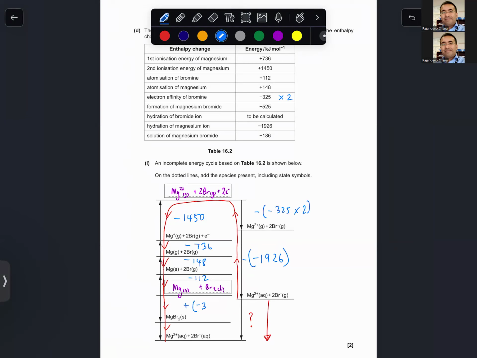Formation of magnesium bromide, minus 525. Atomization of bromine, the 112, is supposed to be multiplied by 2. We would have made a mistake there. And the last one is enthalpy change of solution.